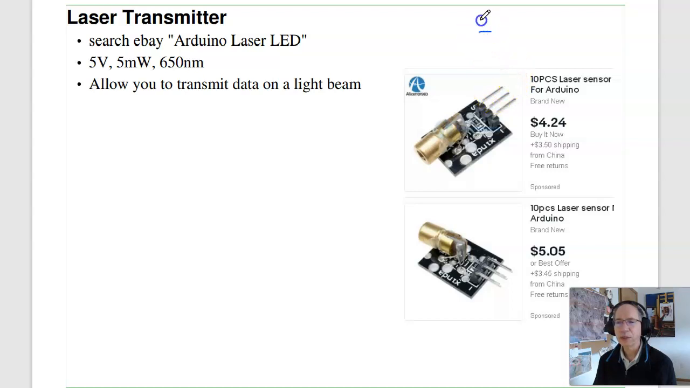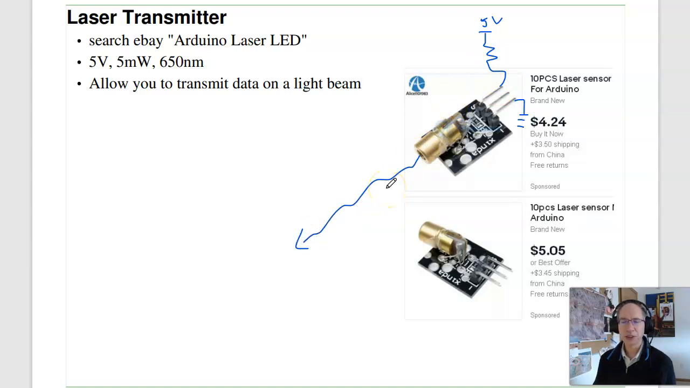To power it, you need 5 volts, a resistor, and the other pin going to ground. Which one I'm not sure, but that's kind of how you power it. This will output a laser beam, and with that you can measure how high you jump. Put a light sensor over here, and if I'm breaking the laser beam, I can know I'm on the ground. When I jump in the air, the laser beam hits the photo resistor.